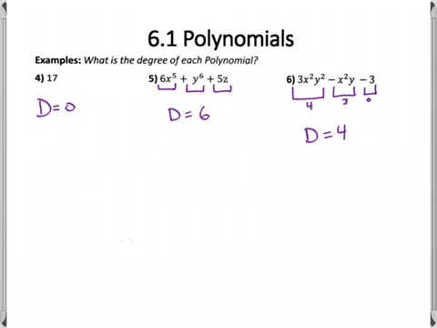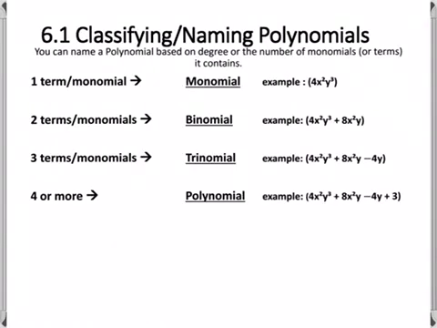Classifying and naming polynomials. If a polynomial has one term, it's considered a monomial. If a polynomial has two terms, it's called a binomial. If it has three terms, it's called a trinomial. And four or more terms is simply just a polynomial.